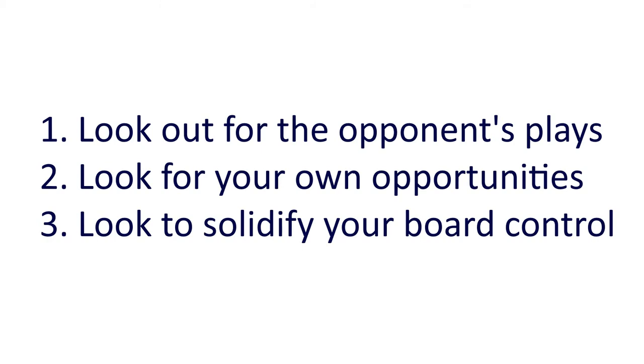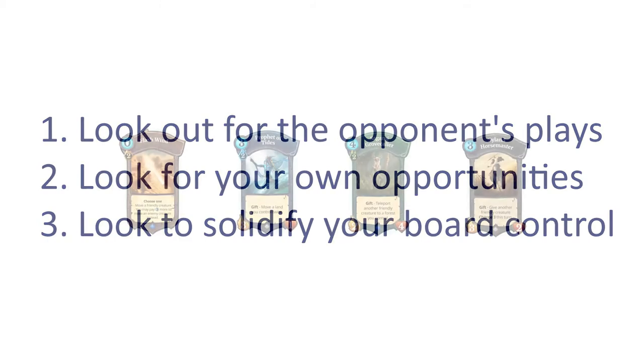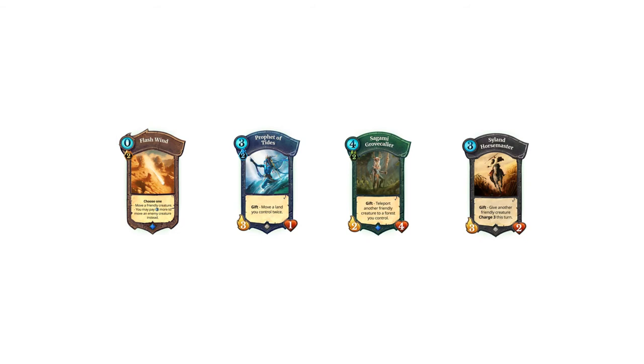The most common things I look out for from the opponent are mobility plays like Flashwind, Prophet of Tides, Sagami Grove Caller, or Silent Horsemaster, buff trades like Gift of Steel or Elderwood Embrace, and area of effect plays like Garrodin or Firestorm. While this may sound like a lot at first, it could be quickly narrowed down based on the available mana and lands of your opponent.